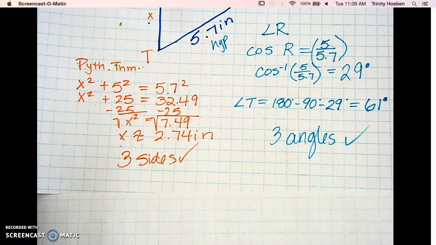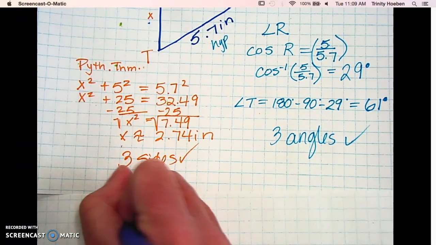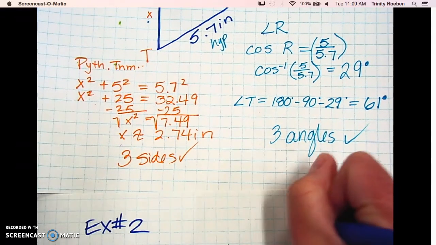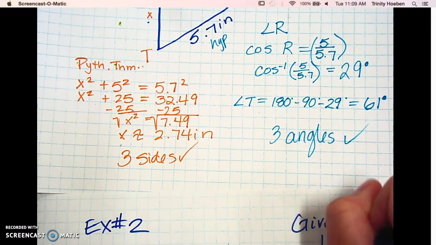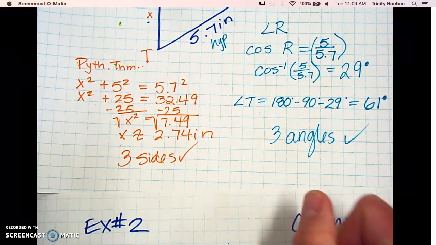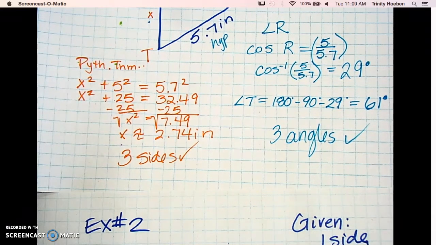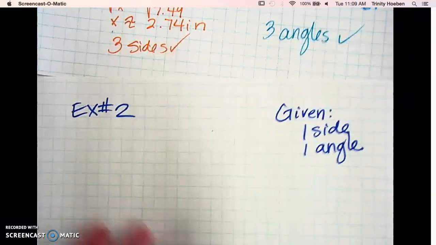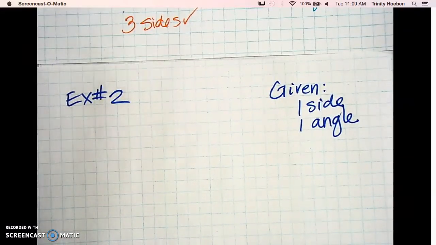The next one, example number 2, on this one, we're going to be given 1 side and 1 angle. Oop, let me move that whole thing up, sorry. Does anybody still need to see example 1?